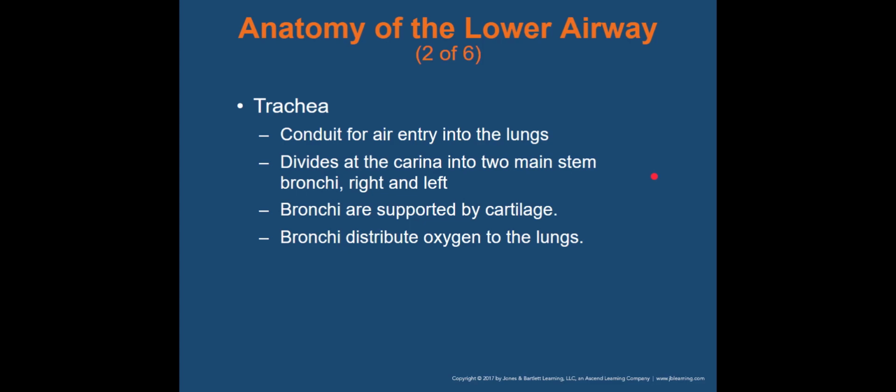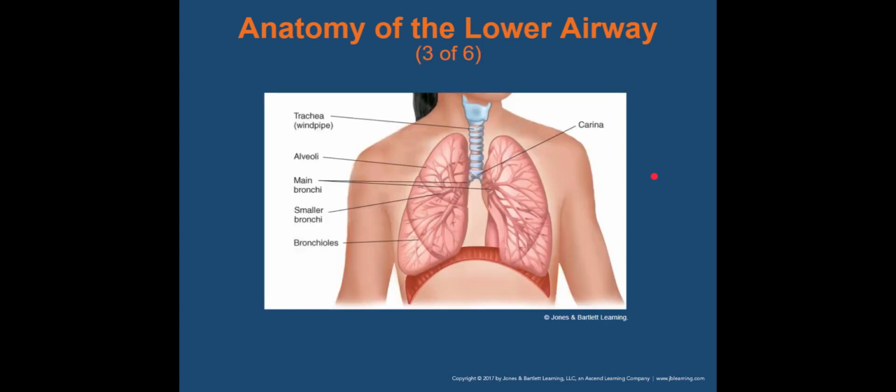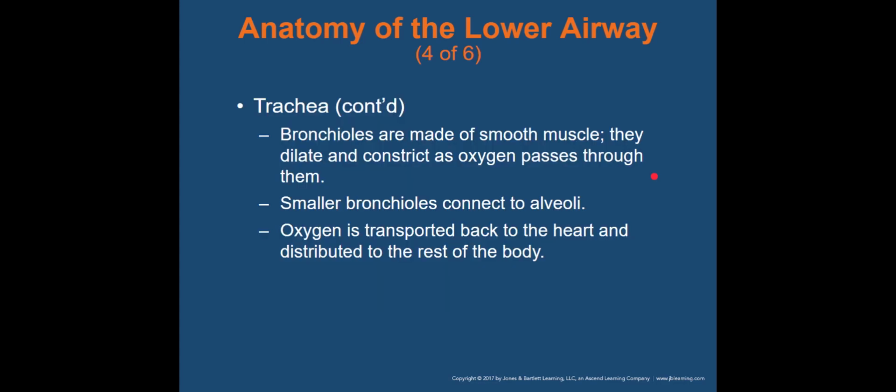And then the air flows through the bronchi. Hopefully, it's open into the bronchioles, which are another smaller branch of the bronchi. It's just like a tree if you were to look at it, with the branches becoming smaller and smaller until it gets to that end terminal component of the alveoli. So bronchioles are made of smooth muscle. They dilate and constrict as oxygen passes through them.